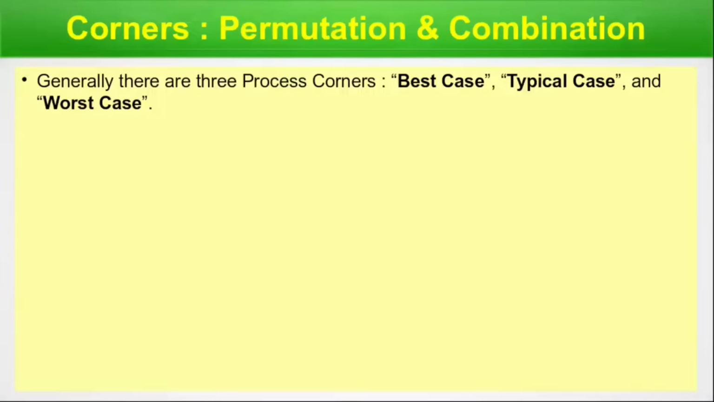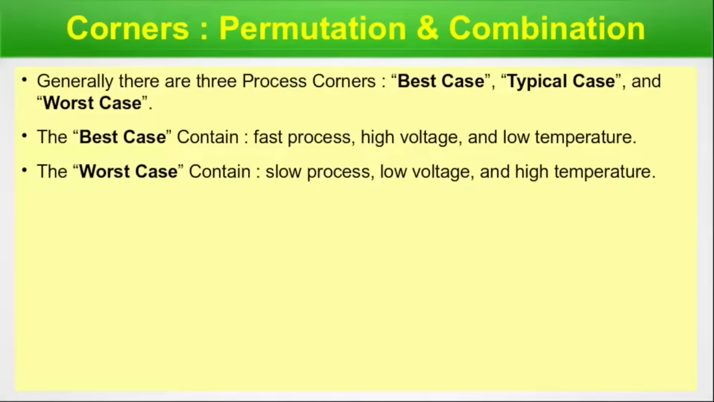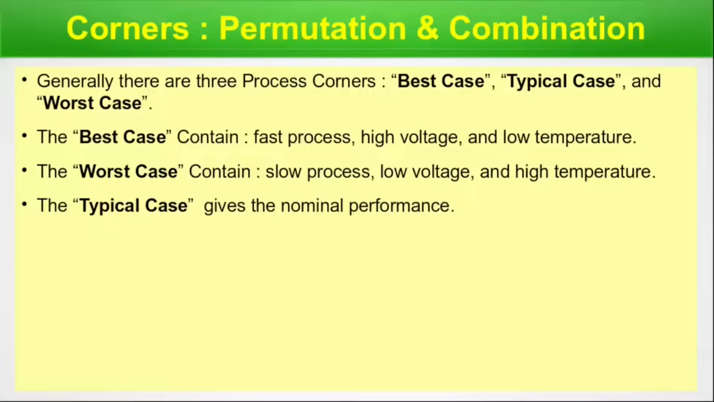Here in this particular slide, we are going to talk about corners, all the kinds of typical permutations and combinations. Some of the things I have already shown you, and some more information I will give you here as text. Generally, there are 3 process corners: best case, typical case, and worst case. The best case contains fast process, high voltage, and low temperature. These are very straightforward, so I am not going into the explanation. The worst case contains slow process, low voltage, and high temperature. The typical case gives the nominal performance.